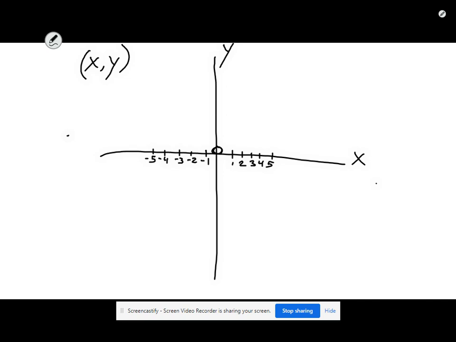So positives to the right, negatives to the left, just like our number line. Our y-axis is like our thermometer. Positive numbers go up. Negative numbers go down.